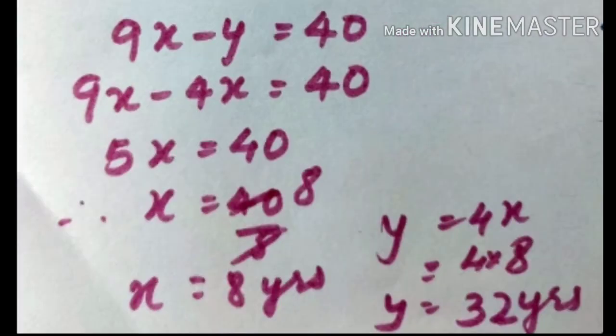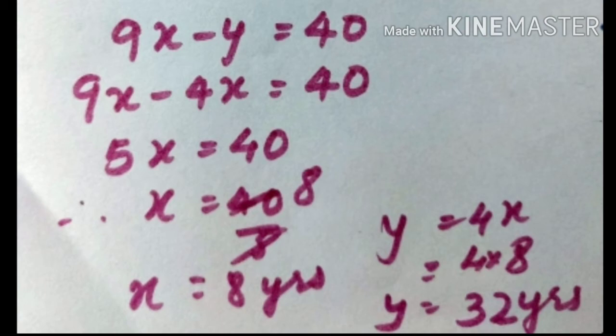So here 5x is equal to 40. So x value is equal to 40 divided by 5, which is 8. So we get x is equal to 8 years. What is x? This is Ram's age we have supposed. Now we need to find his father's age also.